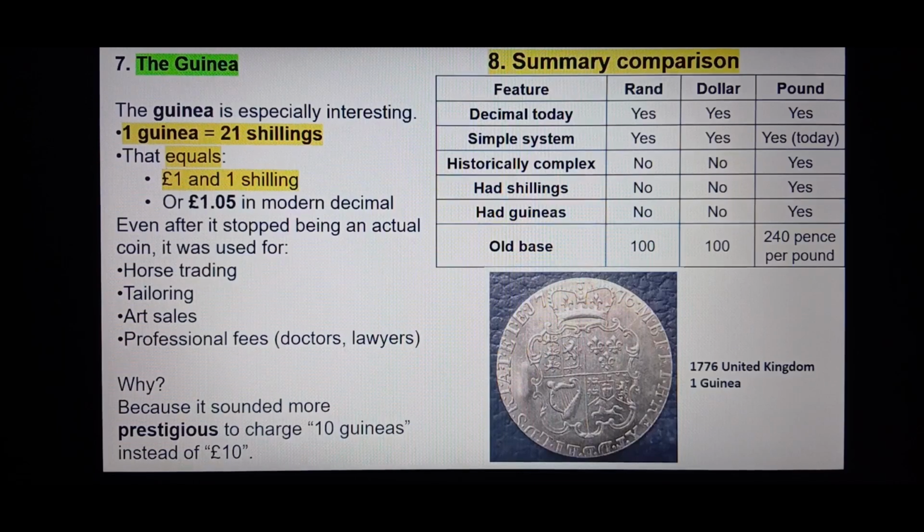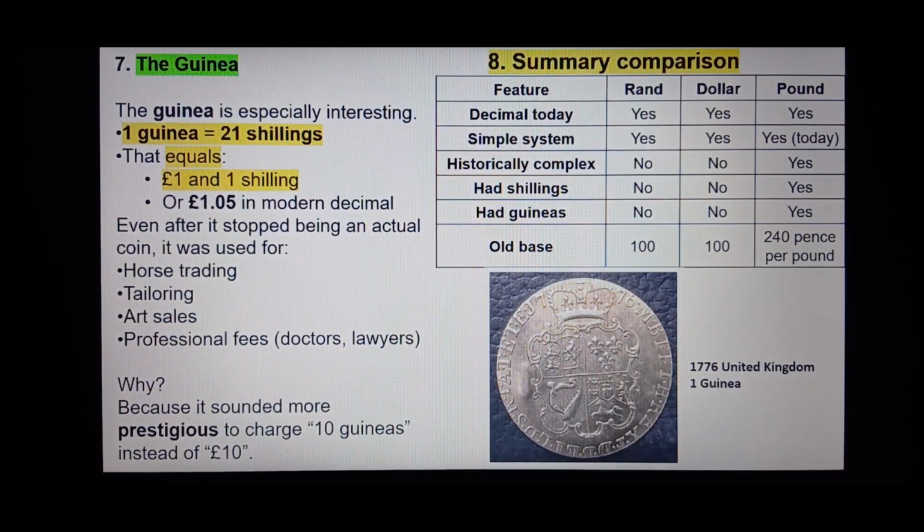The Guinea. The Guinea is especially interesting. 1 guinea equaled 21 shillings. That equals 1 pound and 1 shilling, or 1 pound and 5 pence in modern decimal. Even after it stopped being an actual coin, it was used for horse trading, tailoring, art sales, professional fees like doctors and lawyers. And why? Because it sounded more prestigious to charge 10 guineas instead of 10 pounds.